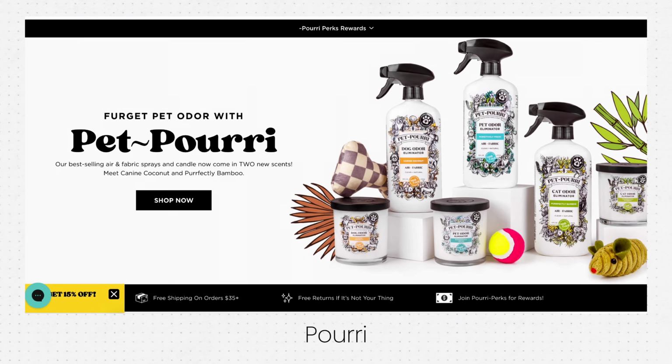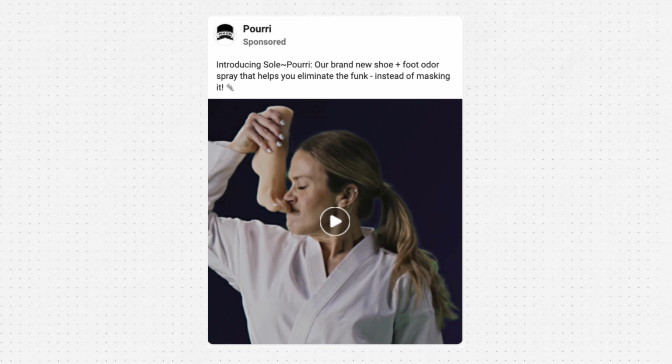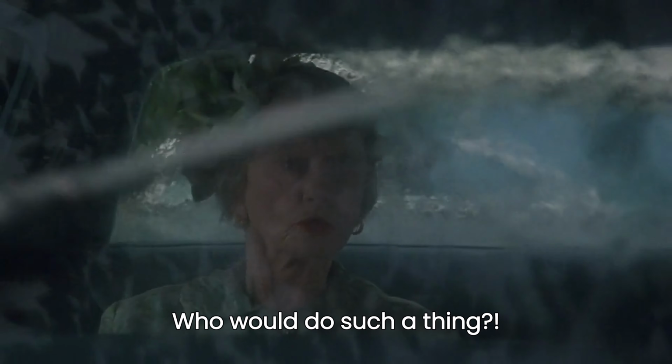The first ad we're looking at is a disgusting ad from Pori. I'm probably butchering the name, but the point is somebody smelling a foot. The reason why you're going to put an ad like that is because nobody else is going to put an ad like that. Who would do such a thing?